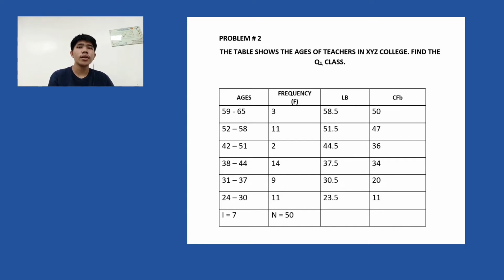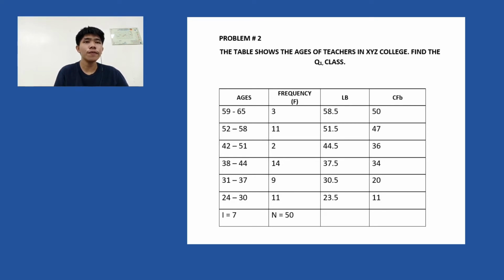On the next column we have our frequency. The total of our frequency for the ages of teachers is 50, which means there are 50 teachers. On our next column we have LB, or lower boundary. To get our first lower boundary, we will simply subtract 0.5. For example, 59 subtracted by 0.5 will give us the first value of 58.5.